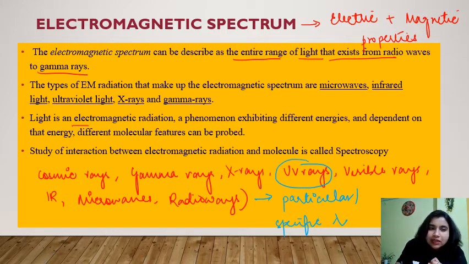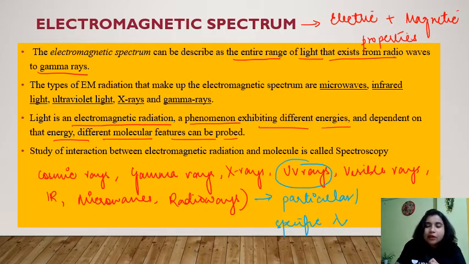So light is an electromagnetic radiation, a phenomenon exhibiting different energies, and depending on that energy, different molecular features can be probed. So what is the electromagnetic spectrum? It is different ranges of wavelength. According to the wavelength, there are many different types of waves, and they have both electrical and magnetic properties, so we call them electromagnetic waves.